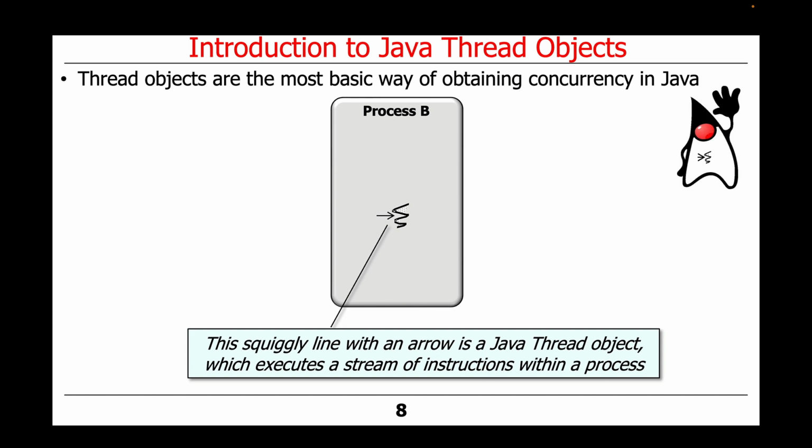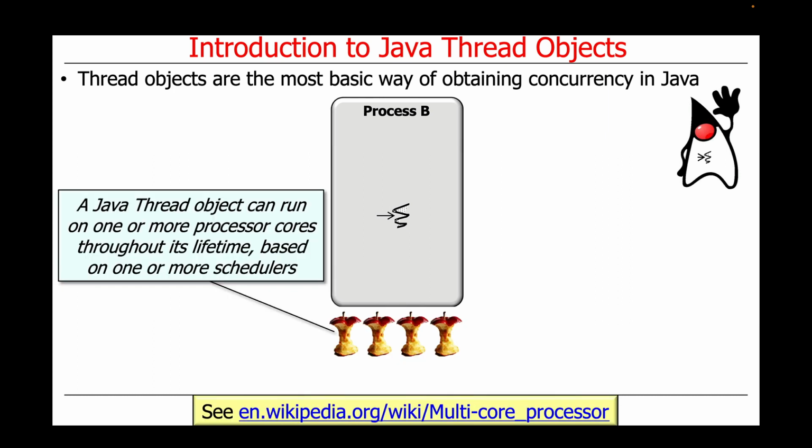This squiggly line with an arrow is a way to represent the Java thread object, which executes a stream of instructions within a process. A Java thread object can run on one or more processor cores throughout its lifetime, based on one or more schedulers, which can exist at the operating system kernel level, as well as within the Java execution environment, or Java virtual machine level.